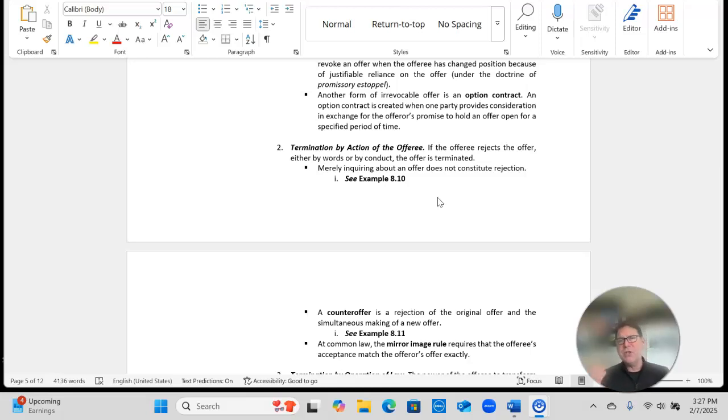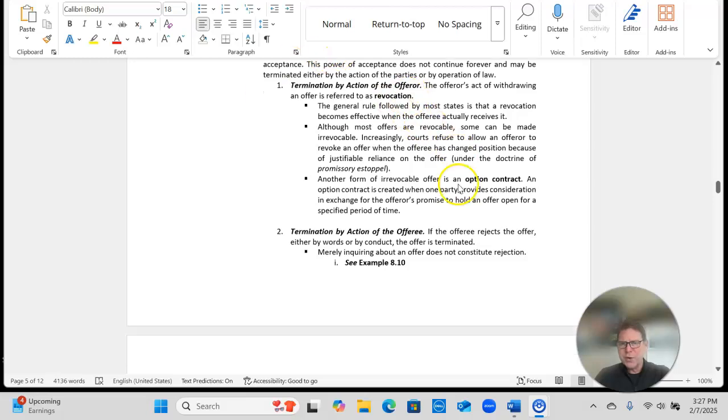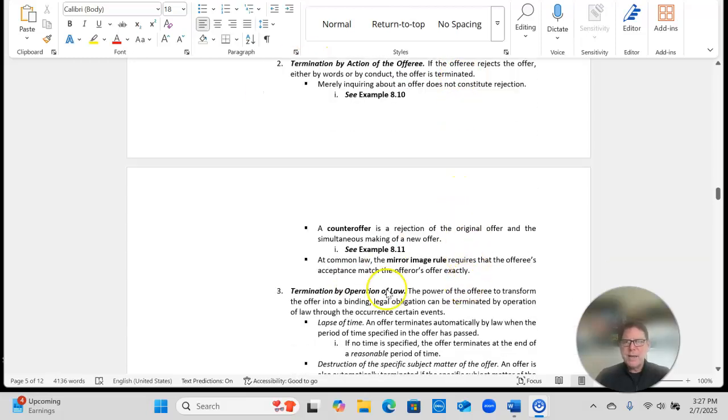That means the offer is no longer live, because remember, offers are alive and capable of being accepted until they're terminated. Termination by revocation, termination by rejection. This is an act by the offeree. Offerees reject, offerors revoke. The next one that we have is something called a counteroffer.